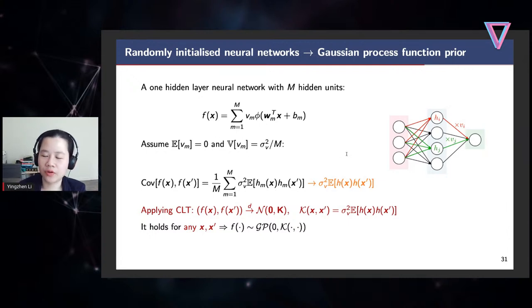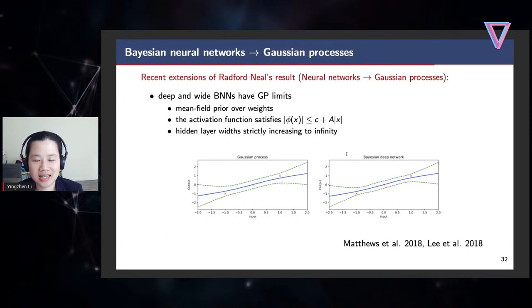This essentially says that if you initialize your neural network weights randomly and make each of the hidden units independent, and also different layers independent of each other, you are sampling a function from a Gaussian process with the kernel defined by the neural network architecture. I hope this is clear, and this is essentially proved in Radford Neal's thesis. I think that is back in the 90s, and people have extended this result to deep neural networks.